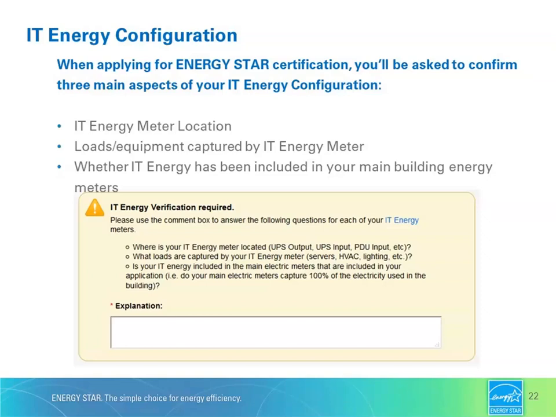The first 2 questions focus on the IT energy issues that we just went over, while the third goes back to the PUE issue described earlier, making sure that your IT energy is being accounted for both in your main building meters and in your IT energy meters. So if you get this alert, be sure to provide a complete and thorough response to all three parts of this question when you apply for certification. Otherwise, you'll receive follow-up questions from the review team because we need all of this information to review an application.